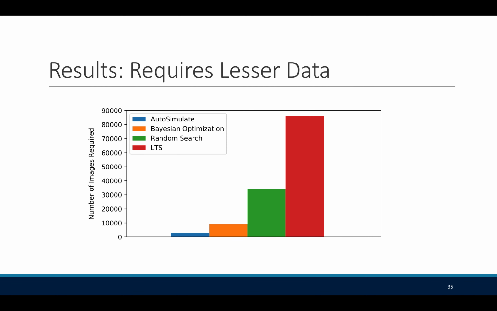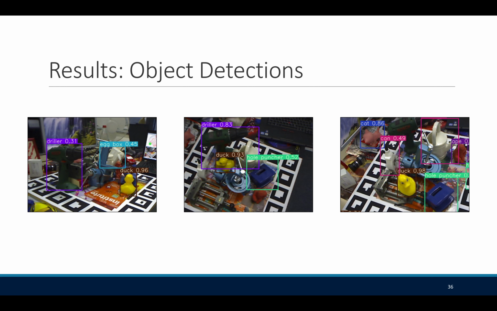Again, this is a significant increase. Furthermore, the method requires much less data generation as compared to state-of-the-art methods like LTS, which is learning to simulate, or random search and Bayesian optimization. In these images, we show the object detection results on the LMO dataset. These results are using a neural network which is trained entirely on synthetic data generated by our optimized Arnold renderer.